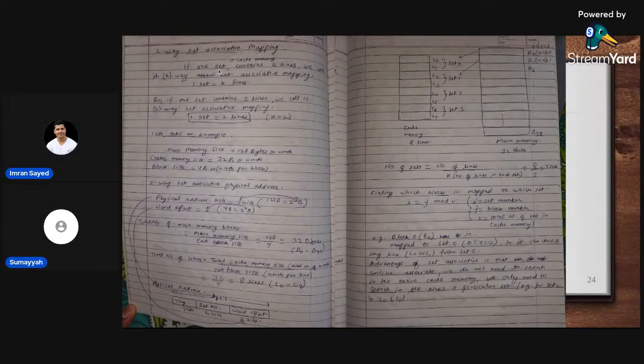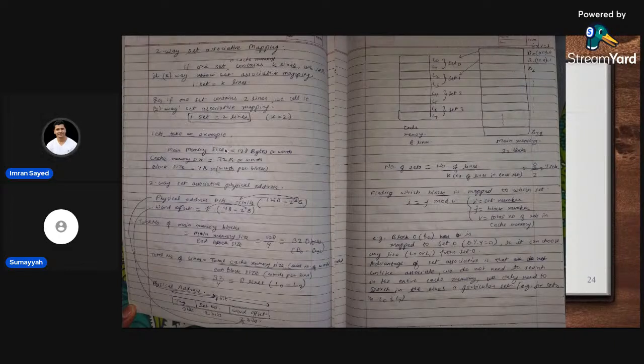Okay. So now we talk about the two-way set associative mapping. If one set in cache memory contains k lines, we call it k-way set associative mapping. So one set equals k lines. So if one set contains two lines, we call it two-way set associative mapping, where k equals 2.